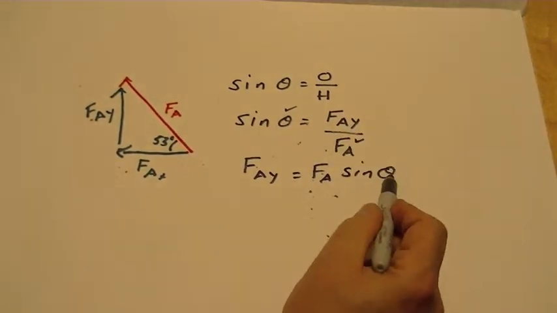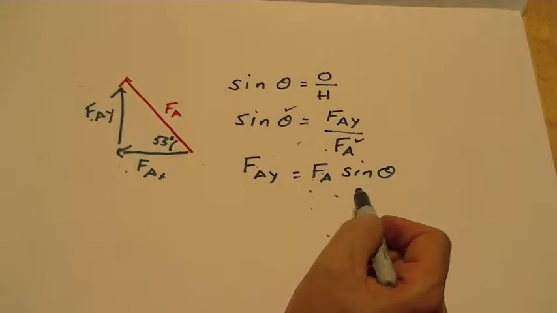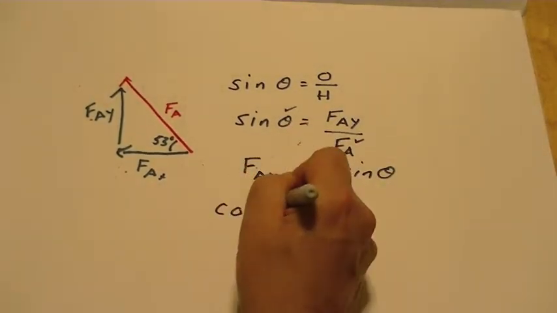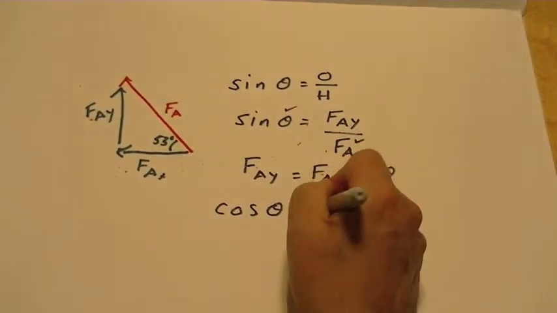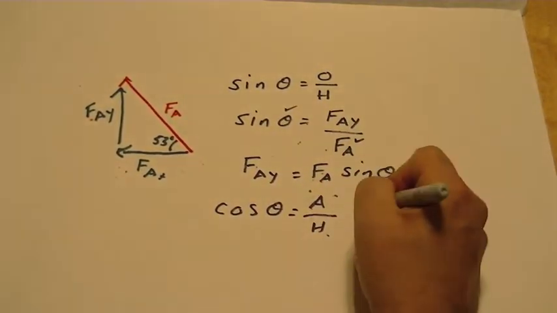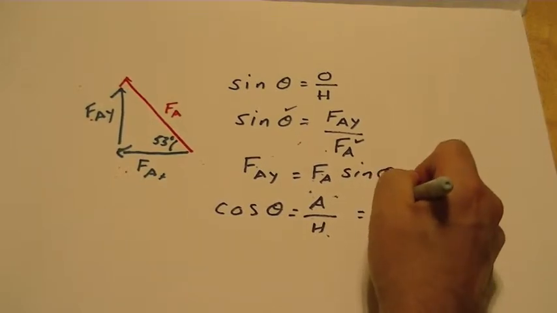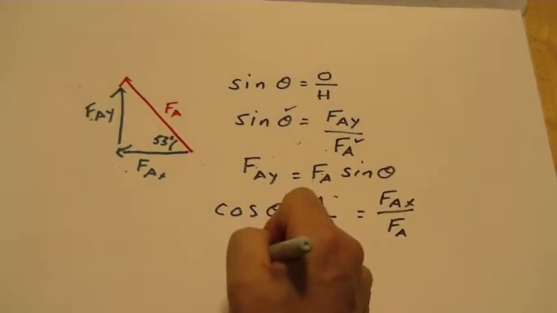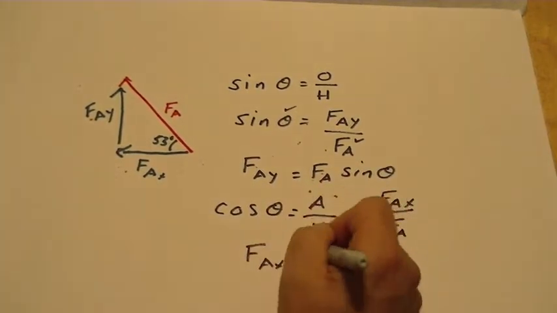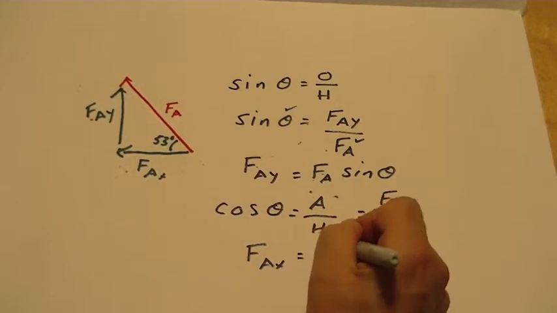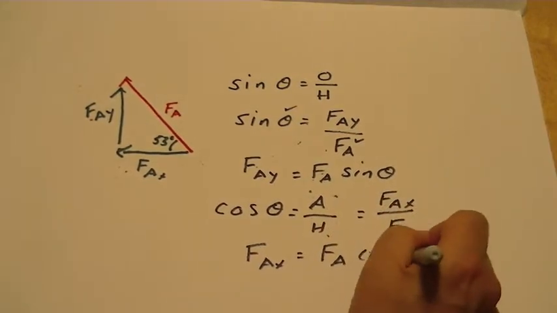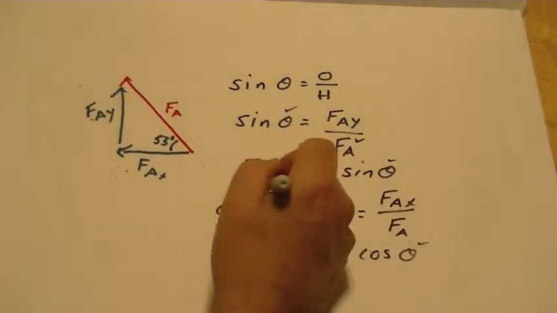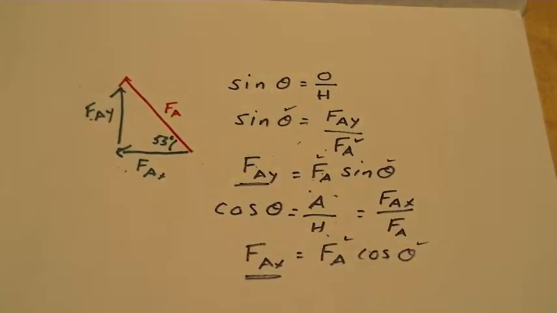Now I am not putting in the number right now because I don't want to get confused with calculations. I'll make the same note that cosine of the angle, which is the adjacent side of the triangle over the hypotenuse, is going to be equal to Fax, the horizontal component, divided by Fa. And similarly, Fax is equal to Fa cosine of the angle, where again, I know the angle and I know Fa. So Fay and Fax I can calculate.